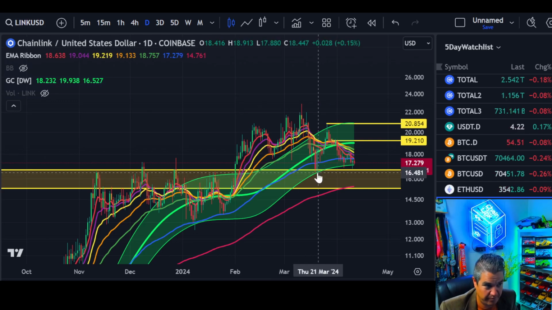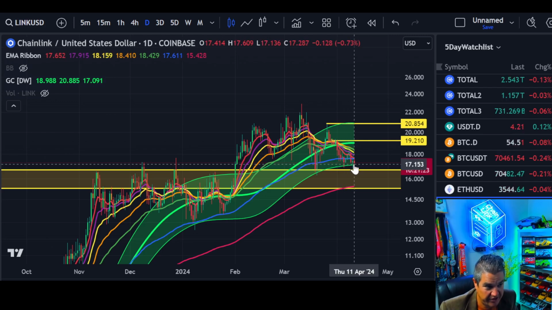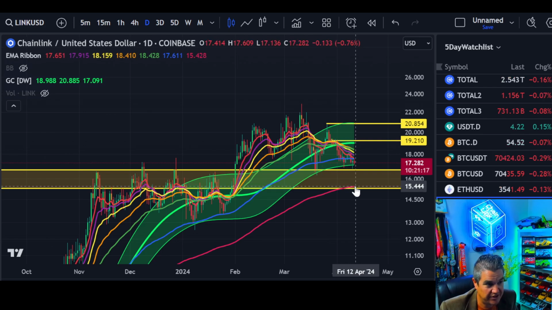Look at where we're holding. Wick to the bottom of the Gaussian and bounce. Wick to the bottom of the Gaussian, support. Wick to the bottom of the Gaussian, support. Here's that again. This is the monthly zone, which we're still a-okay.